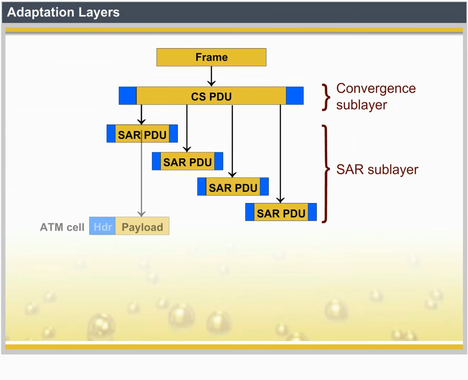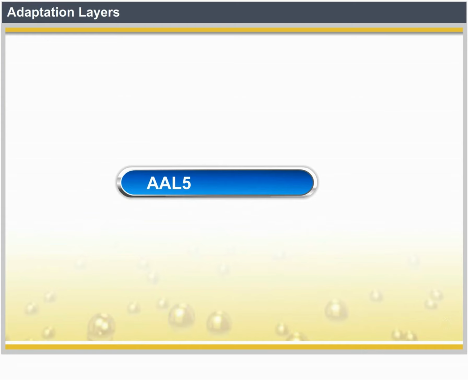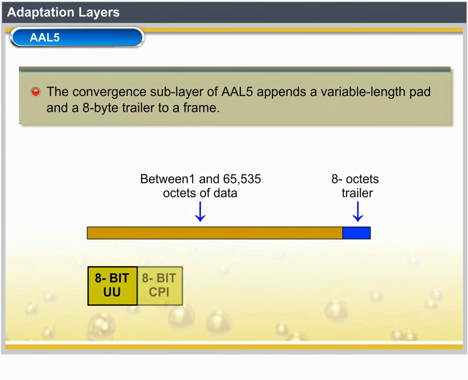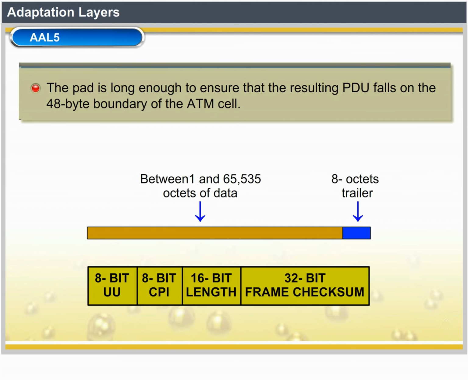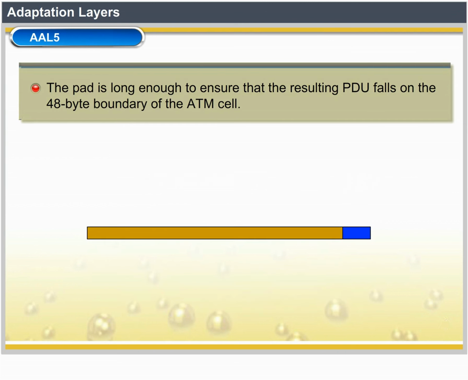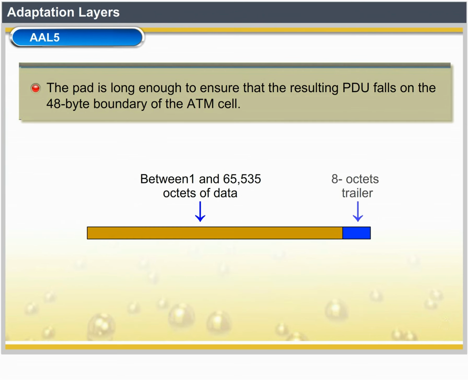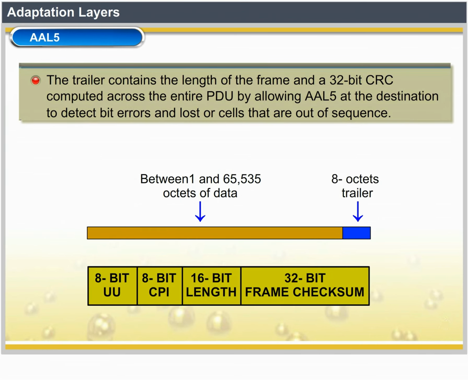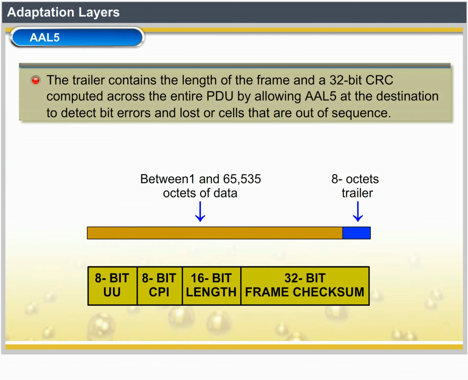Next, the segmentation and reassembly segments the CS PDU into 48-byte blocks. Then, the ATM layer places each block into the payload field of an ATM cell. For all cells except the last cell, a bit in the PT field is set to 0 to indicate that the cell is not the last cell in a series that represent a single frame. For the last cell, the bit in the PT field is set to 1.